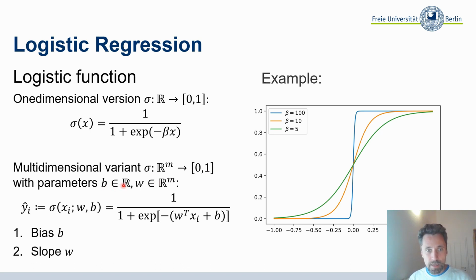So b is a scalar real-valued bias term, and we have w, a vector from the same space as x, and the sigmoid function here takes this form. It looks pretty similar to this, but it's showing this linear model that we have already introduced before. So W transpose Xi is a dot product between two vectors, plus B is a bias.